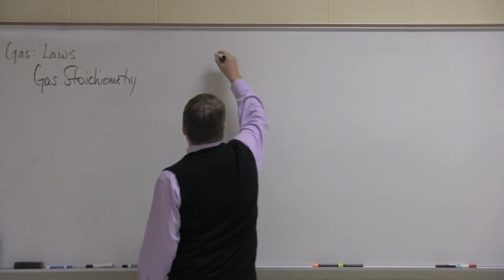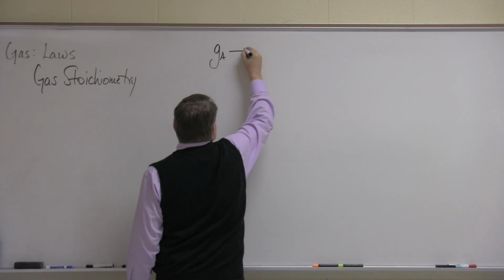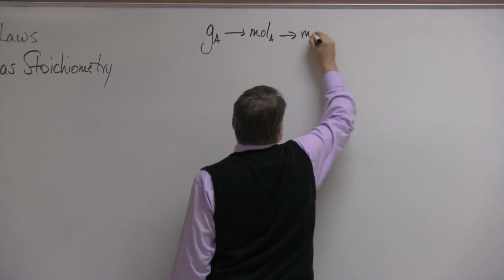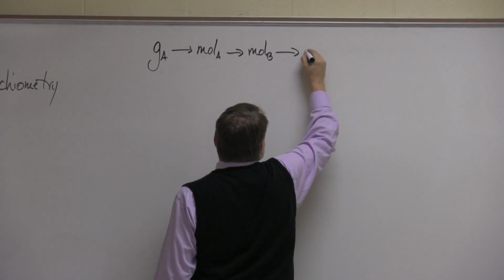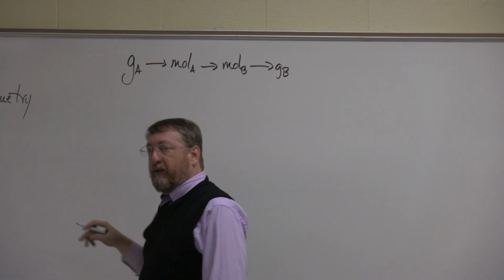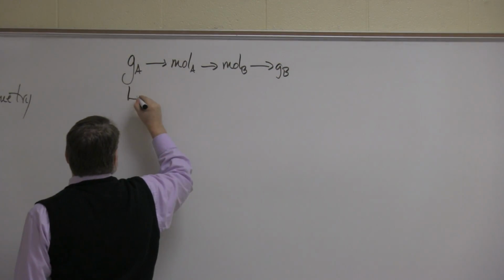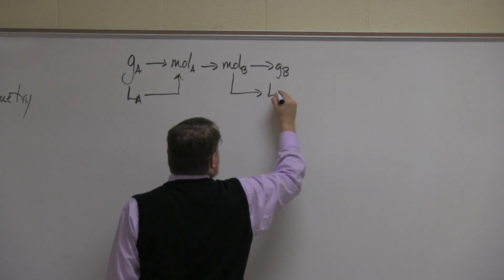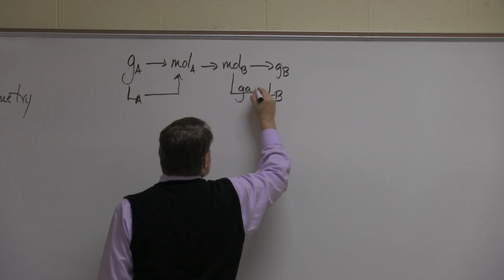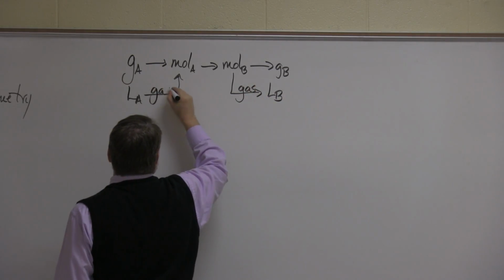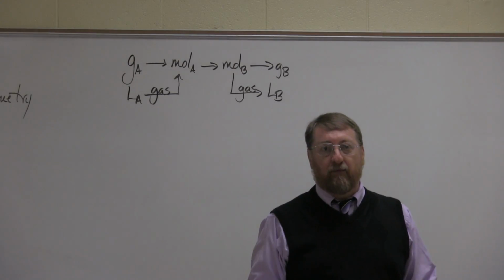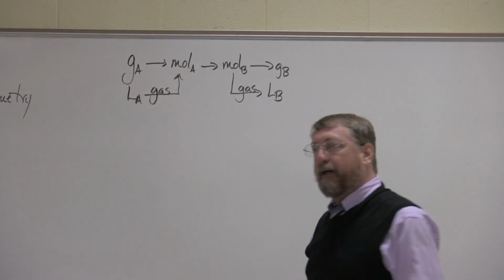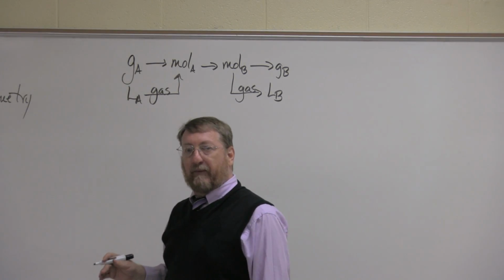You know from previous work in stoichiometry that we take the grams of A to the moles of A, then convert to the moles of B, and then to the grams of B. But now that we know gases, we can take liters of A to moles of A, or moles of B to liters of B, as long as, and this is a key point, it must be a gas. We cannot do that with solids, liquids, or aqueous solutions. Must be a gas.